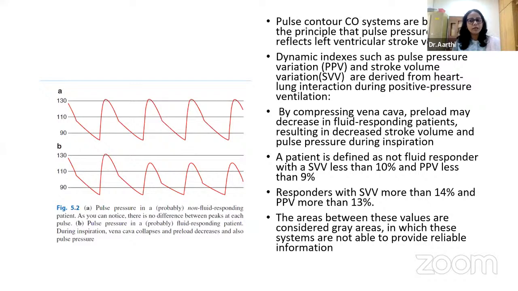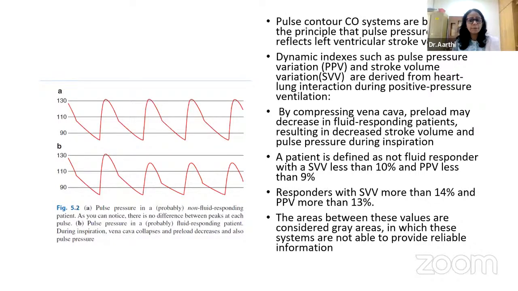So what happens during positive pressure ventilation is that the vena cava is compressed, preload is decreased in fluid responsive patients, which results in a decrease in the stroke volume, and hence a decrease in the pulse pressure during inspiration. So a patient is defined as a fluid responder if the decrease is greater than 13% from the baseline with respect to pulse pressure, and more than 14% with respect to systolic pressure variation or stroke volume variation.